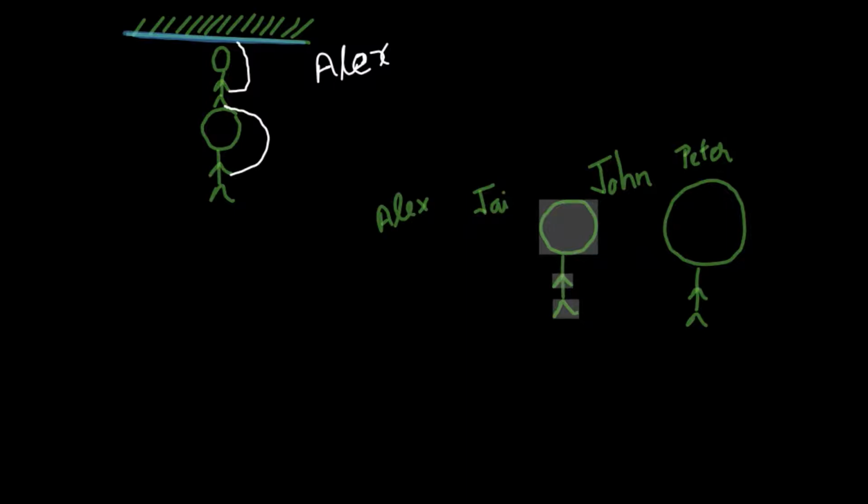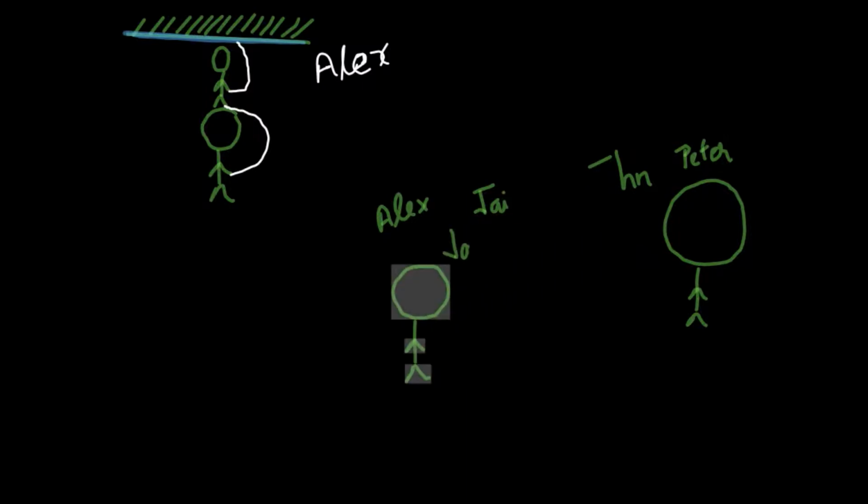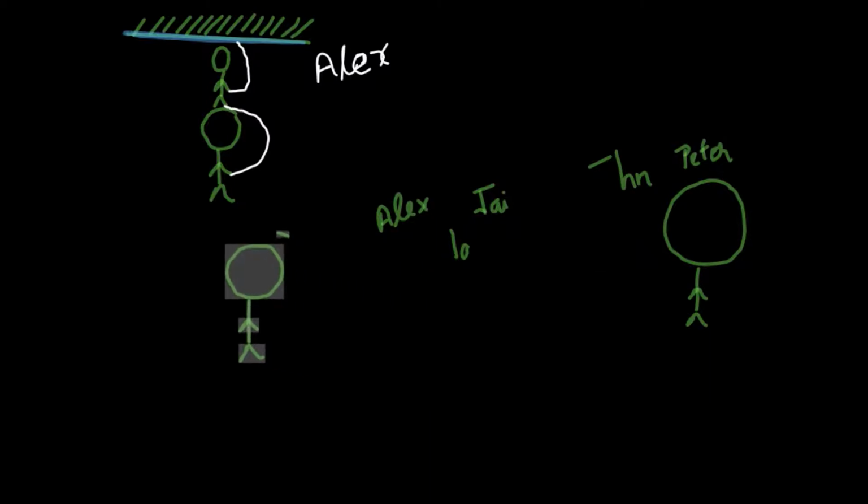Next person is John, and what John is doing, he is holding on to the foot of J. So take John. Oh, John is showing some resistance. John is reluctant. But anyway, John, please come along. And John is holding on to the foot of J. So this is J, and this is John.